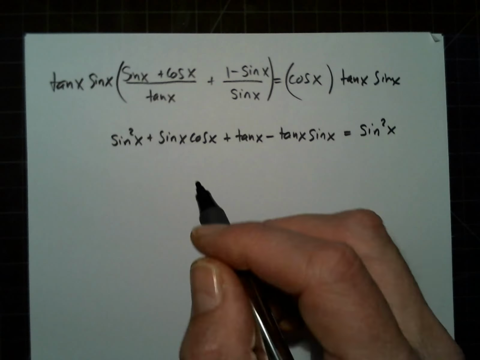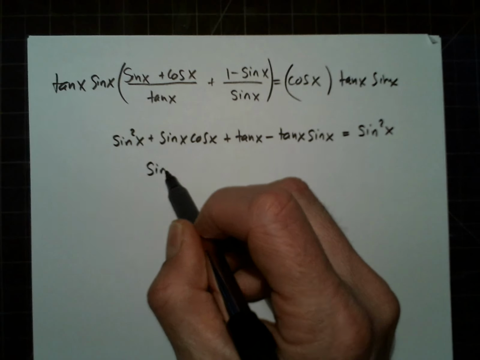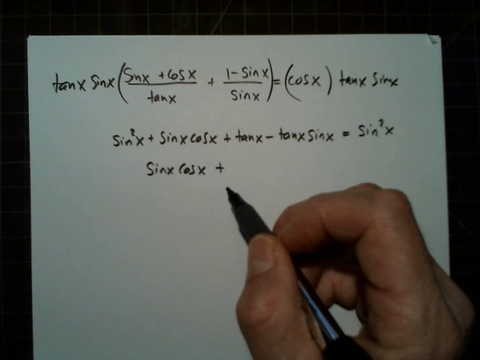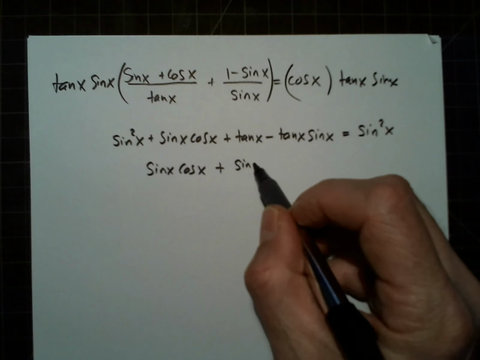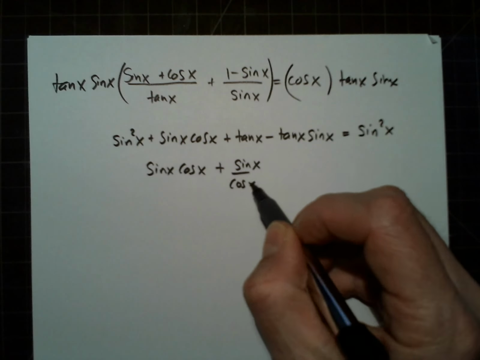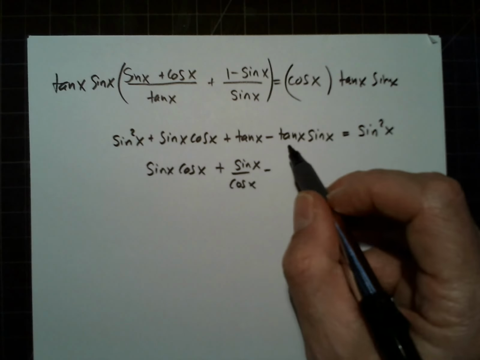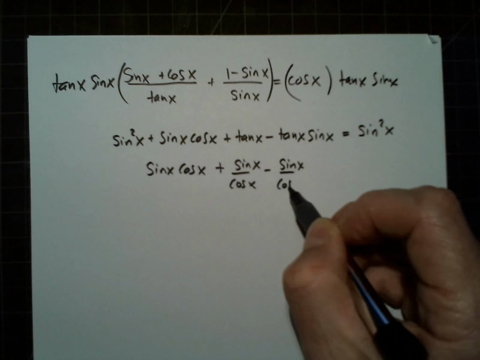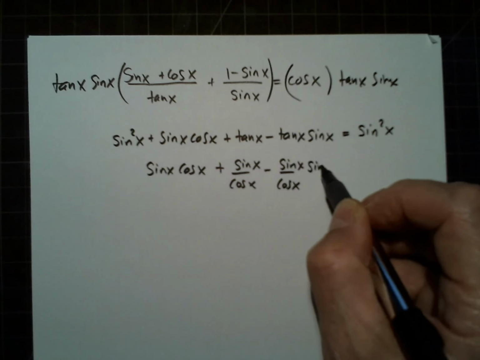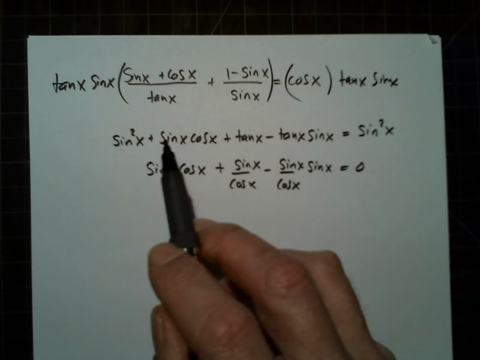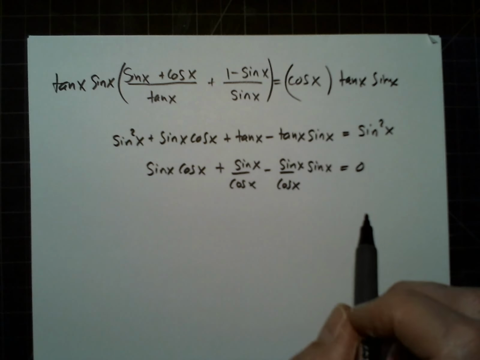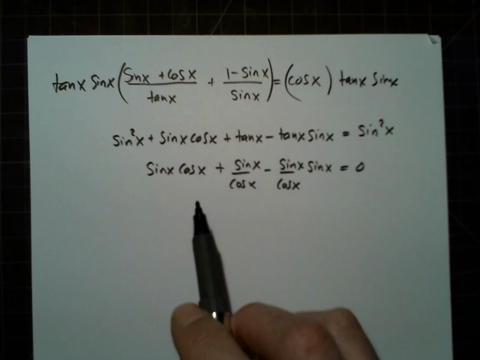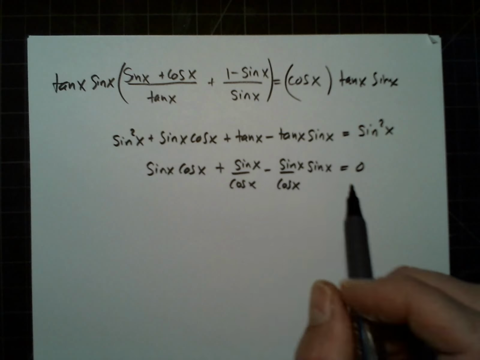And then we have tangent is sine over cosine. Here we have sine over cosine again. So I subtracted sine squared from both sides. And we have a common factor of sine.